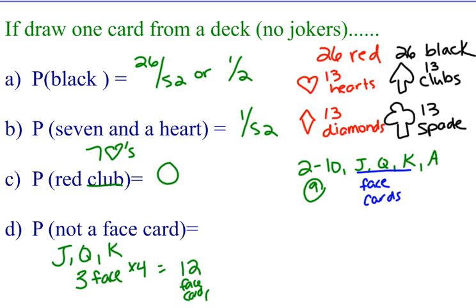So if there's 12 face cards in a deck, that means all of the other cards are not face cards. So 52 minus 12 is 40. So we'd say 40 out of 52 cards are not face cards. And if I reduce that, I would get 10/13. Hopefully that gives you a little bit of review on probabilities and how to write those.